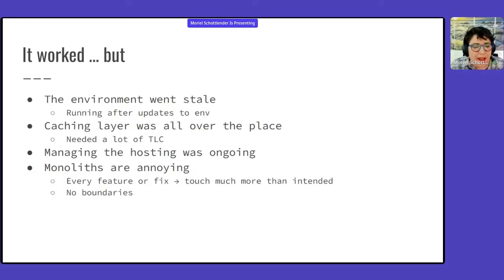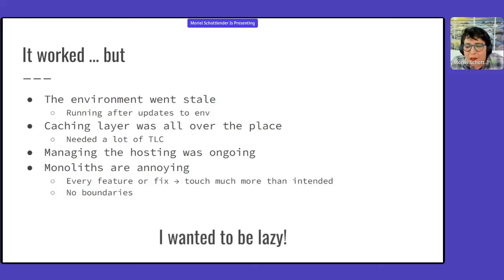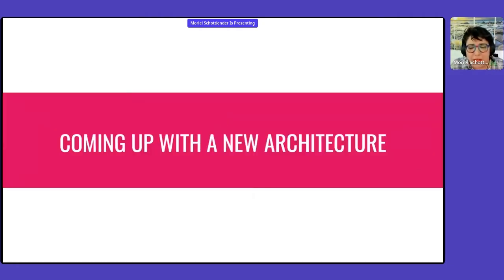So I wanted to be lazy. I wanted to just let it live online without me constantly running after this. And the way to do that was to reconsider my architecture. Let's think about this better, especially since it's been a few years. Technology is new. There's other options. Let's figure it out. So how do you approach thinking about a new architecture for your thing?